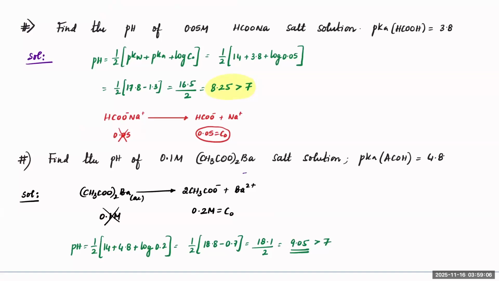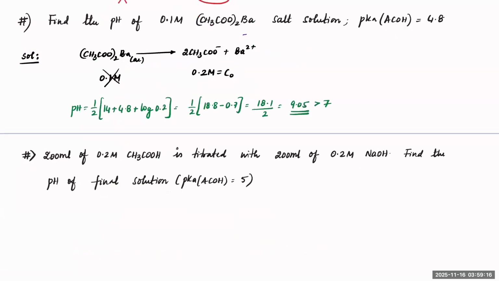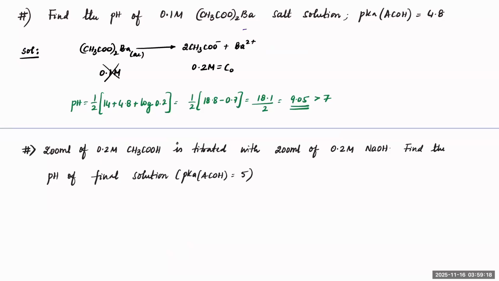So everybody, you need to recognize what is the salt that is being used, and you need to figure out how to calculate the pH of that salt. Then see the next case here. 200 ml of this acid is titrated with this much amount of NaOH. Find the final pH of the solution.